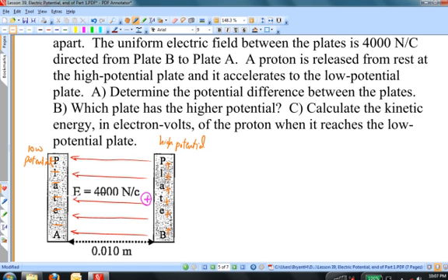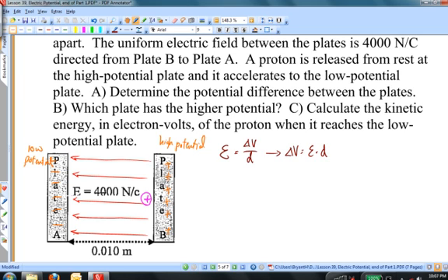Nevertheless, I know that there's a formula that relates, for a parallel plate capacitor, this special case, the distance between the plates, d, which in this case is 0.01 meters, the electric field, and the difference in potential between the plates. Here's the equation. So I can find the difference in potential because I know what the electric field is and what the plate separation is. Plate separation is 0.01 meters.